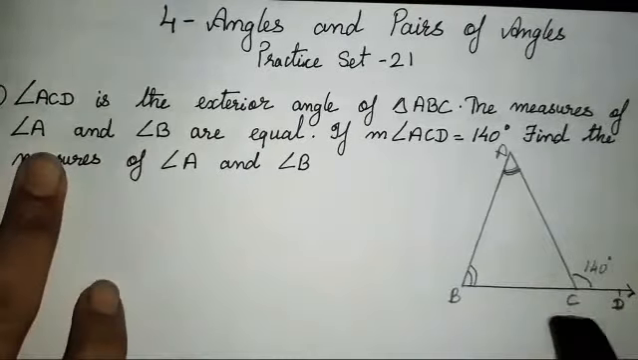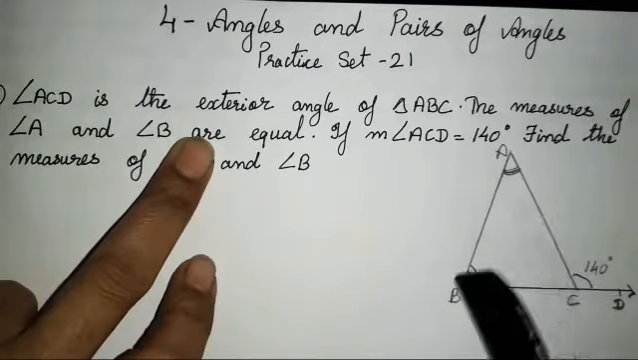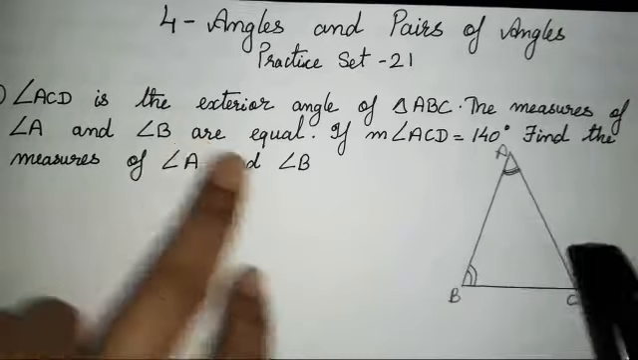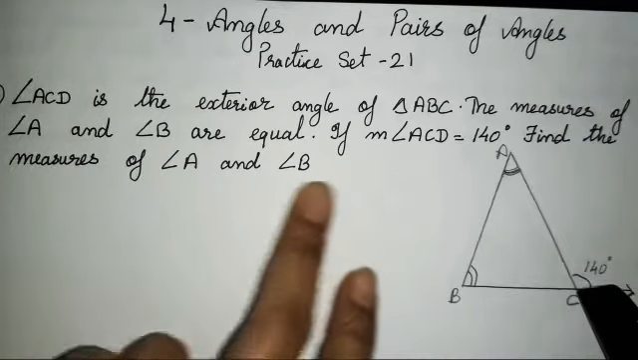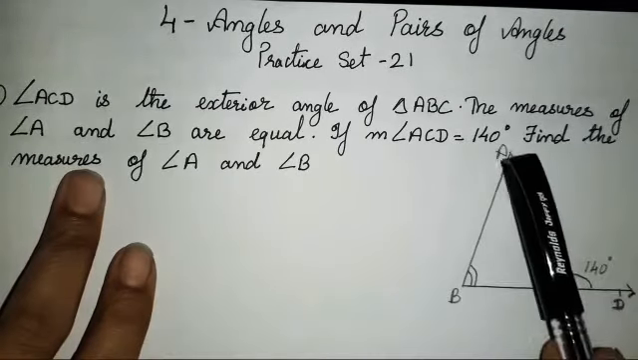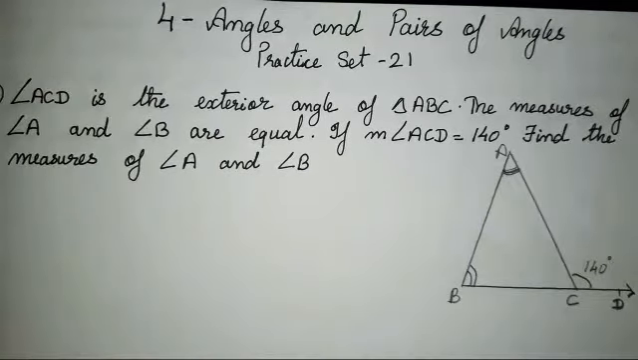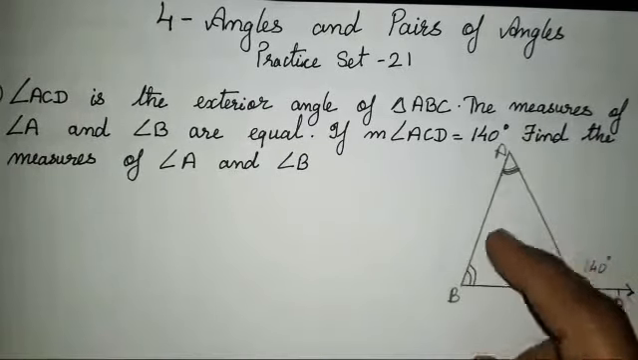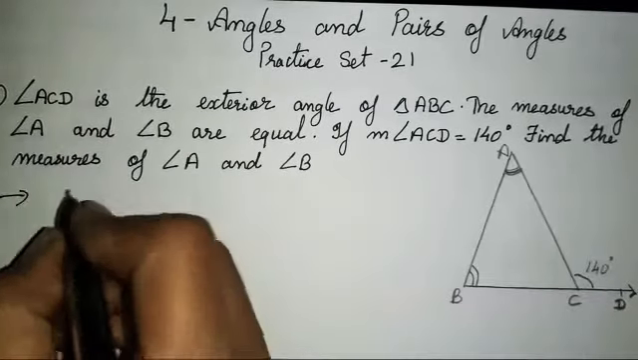The measures of angle A and angle B are equal. So these both measures are equal. If the measure of angle ACD is 140, then what is the measure of A and B? So what we can do is use the property of interior angles over here so that we will get both the angles. Okay, so let's start. What is the solution?